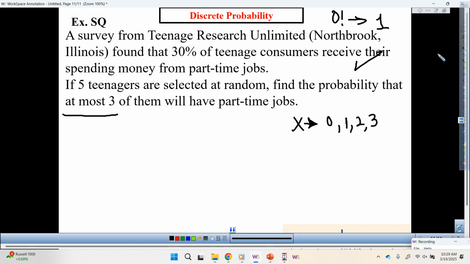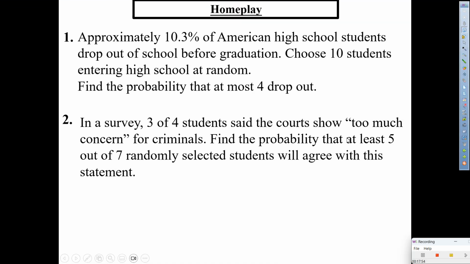So I'm not going to have you do another one like this. I am going to have you work on the home plate. There you go. So if you want to team up with someone, divvy up the work.